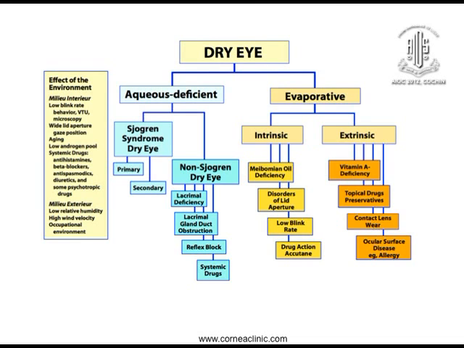The evaporative dry eye, again, is more common in clinical practice that we see, and this is intrinsic and extrinsic. Intrinsic is, again, what you see more commonly associated with meibomian gland diseases. You can have disorders of the lid, low blink rate, and, again, specific action of drugs on the ocular surface. Extrinsic can be vitamin A deficiency, which leads to surface keratinization, topical drugs with preservatives, contact lens wear, refractive laser procedures, and ocular surface allergy.